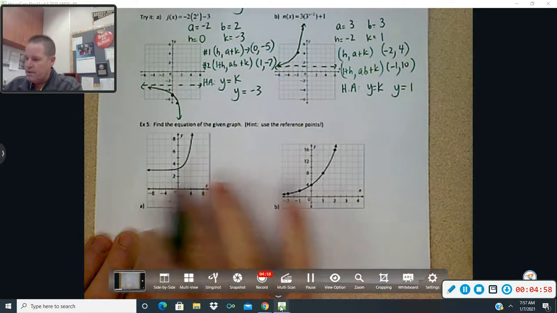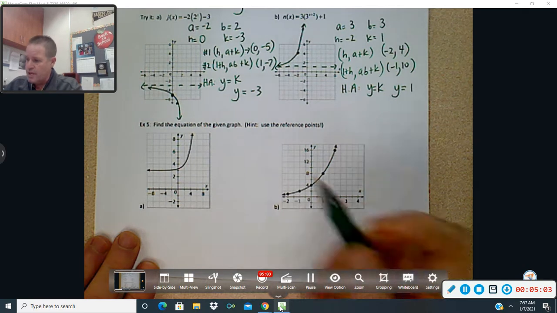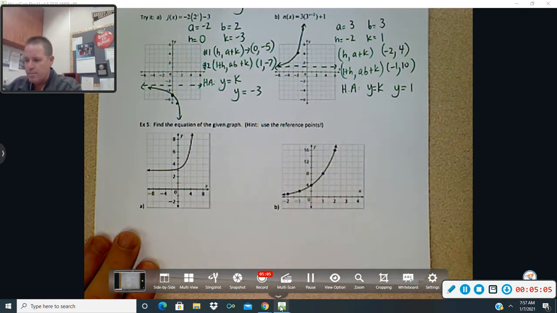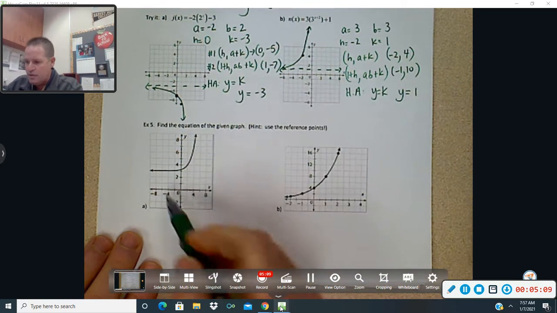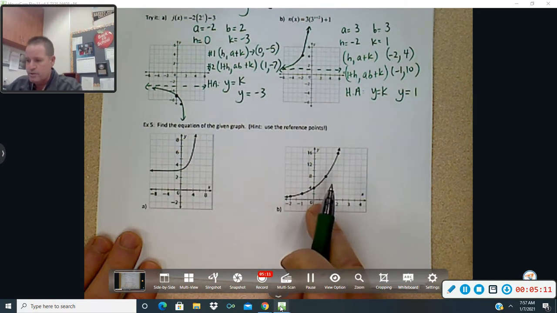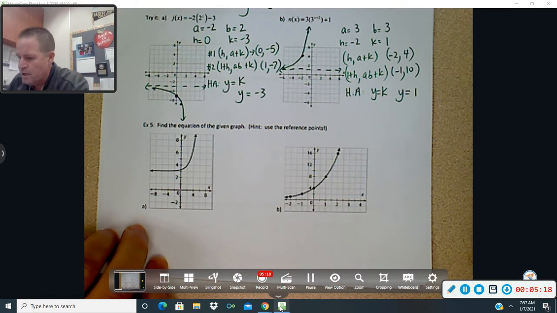Now the next thing we need to be able to do is find the equation from a graph, all right? And you'll see here the hint is to use the reference points. Okay, now you can kind of see this is that picture. These are exponential equations, right? Again, you got to recognize the look of the graph and go from there. All right, so now here's what we need to do.